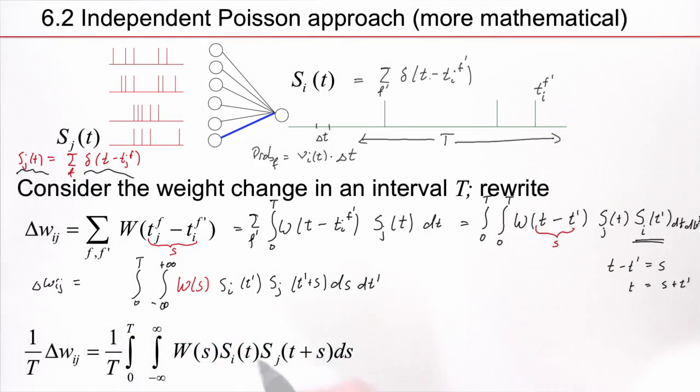Final steps. I rename t' as t, and I write a 1 over T in front here. Why is this interesting to have a 1 over T? Because I have here still the integral over my interval. If I'm interested in the mean change per unit of time, I should divide by T. And this gives my final formula. The rate of change, delta w_ij over capital T, is the integral over the learning window. And here I have the two different spike trains.